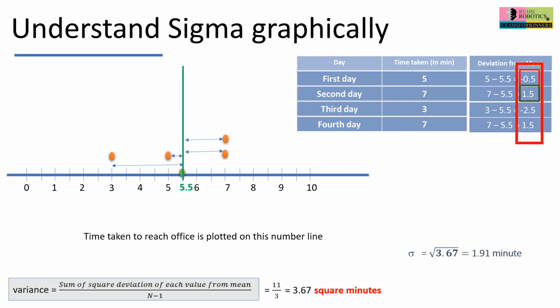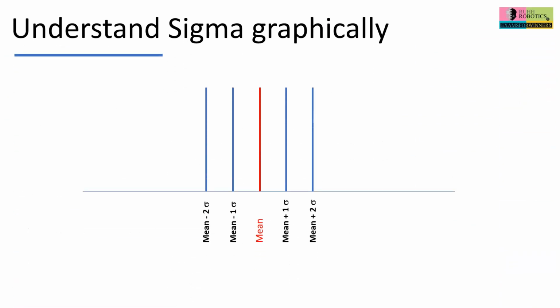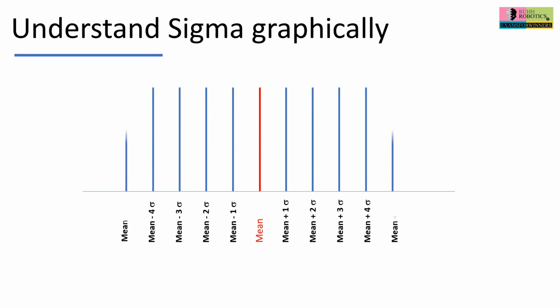Now, let's mark these deviations on the number line. 1 standard deviation away from the mean means 1.91 minutes away from the mean on both sides of the mean value. 2 standard deviations away from the mean means 2 multiplied by 1.91 minutes away from the mean on both sides of the mean value. Similarly, we can draw lines at 3 standard deviations away from the mean, then at 4, 5, and 6 standard deviations away from the mean.